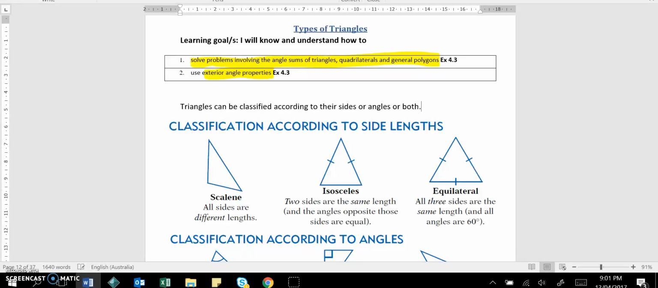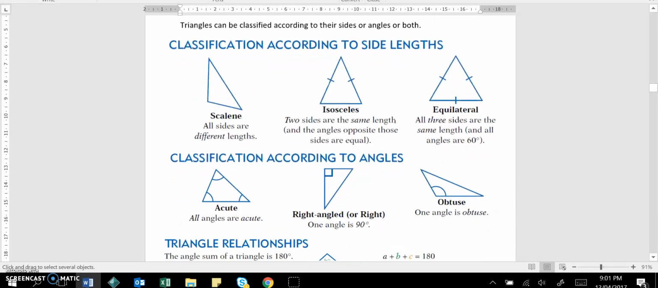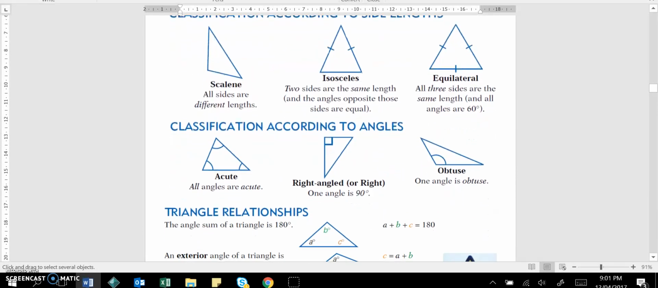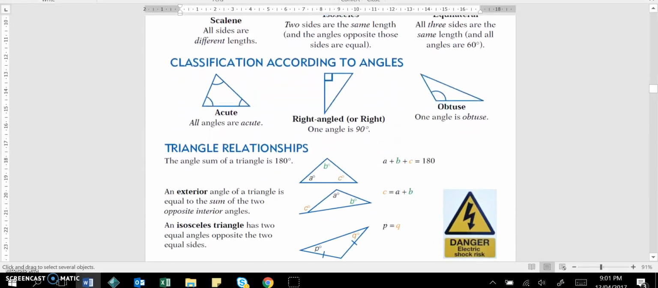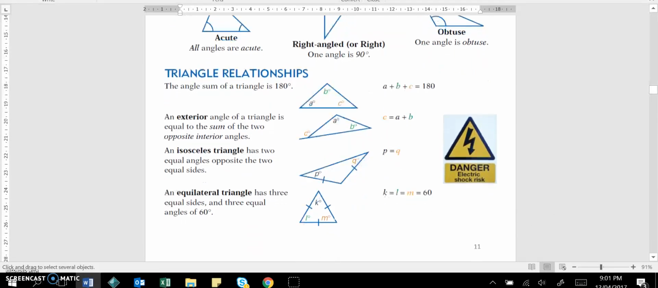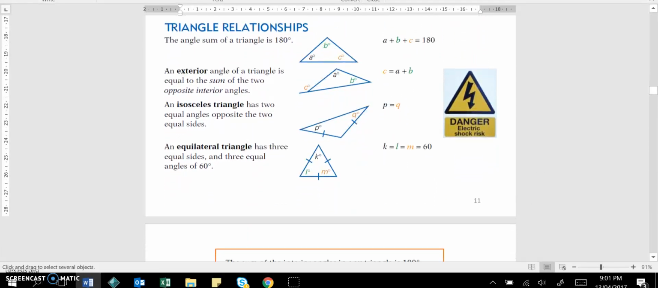Okay, so you should know the different kinds of triangles in terms of their sides and angles, and they're listed here for you. You've learnt most of these things in Year 7 and 8, looking at different types of triangles. So I'll let you read and remember that. And then there are some important triangle relationships that we're going to be revising.